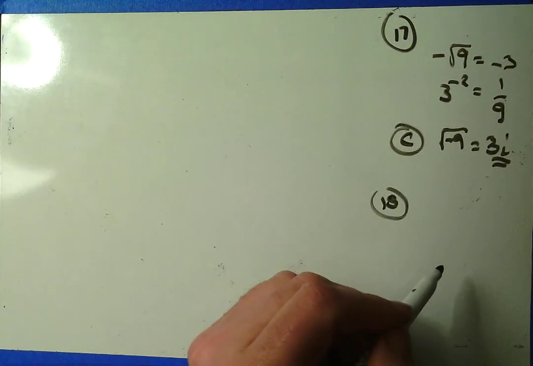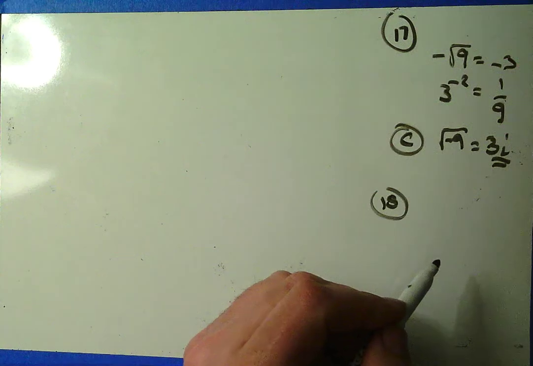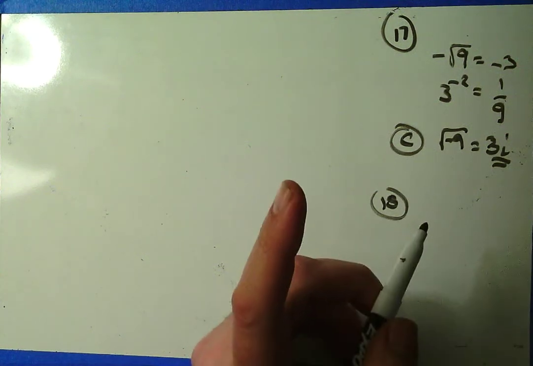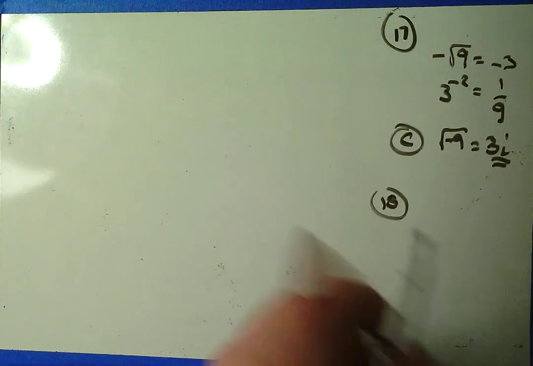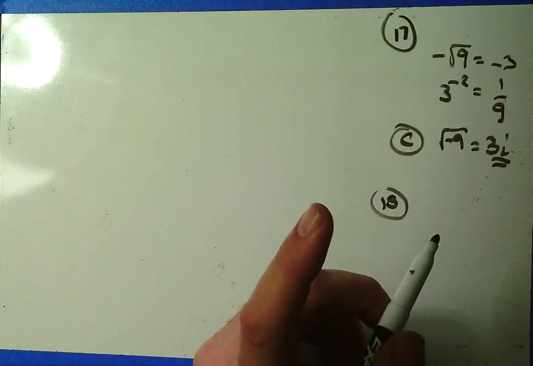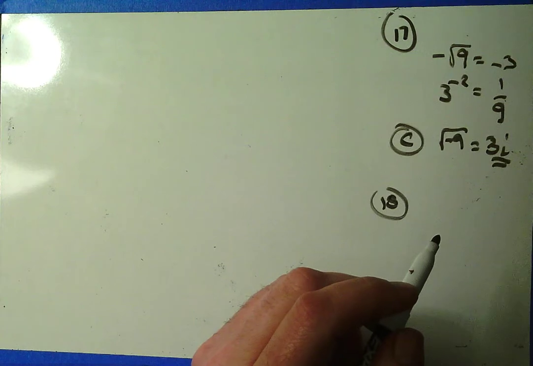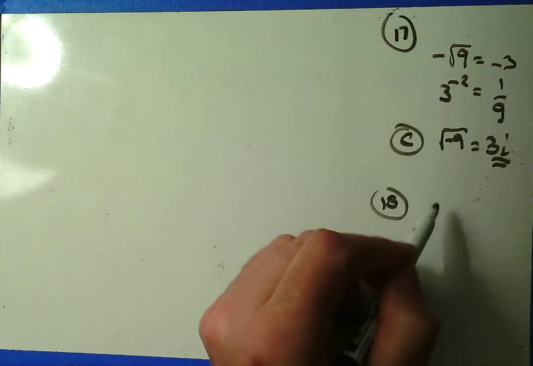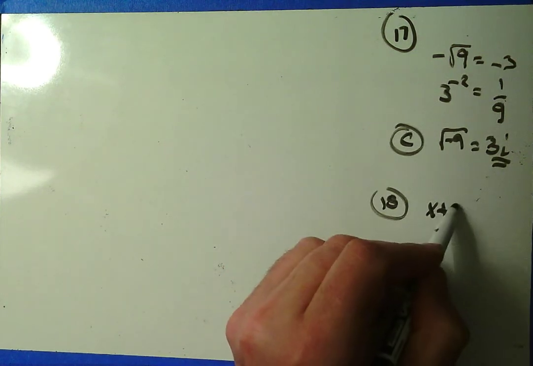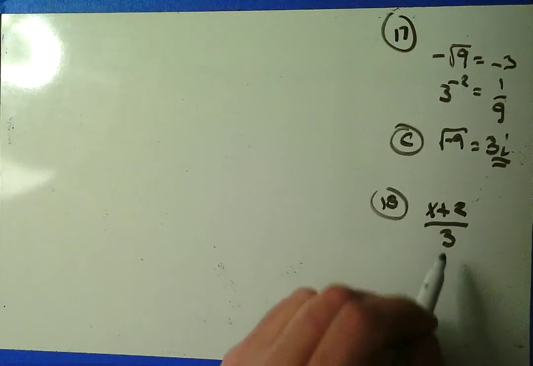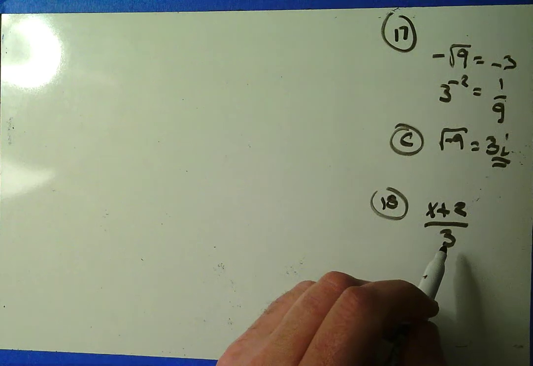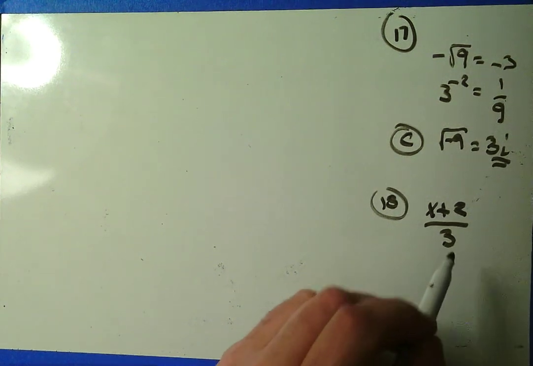18. 18 says the value of x plus m over n is an integer. Remember, integer. Think whole number, but could be negative. No fractions, no decimals. When m equals 2 and n equals 3, so we've got x plus 2 over 3. The result is an integer. What is a possible value of x?